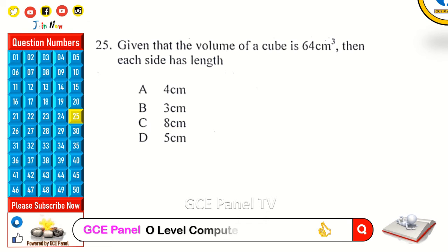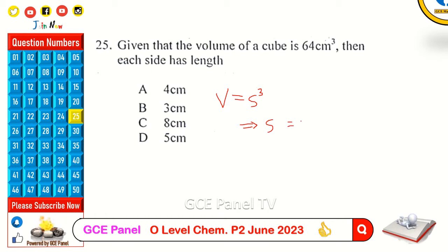Given that the volume of a cube is 64 cm cubed, then each side has length... So the volume of a cube is equal to side to the power 3, side times side times side. So from here, it implies that the side is equal to the cube root of the volume. The cube root of what? Of the volume. And what's the cube root of 64? Or what's that number that when you multiply by itself 3 times, it gives 64? That's going to give us 4. So the cube root of 64 is 4. And you can use the answer to test it. 4 times 4 times 4 is 64, right? So it therefore means that the side is 4.